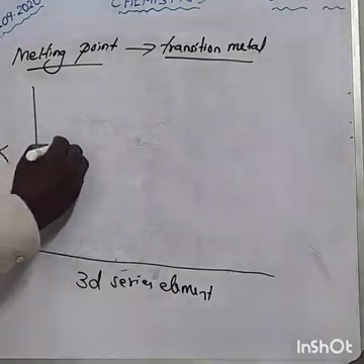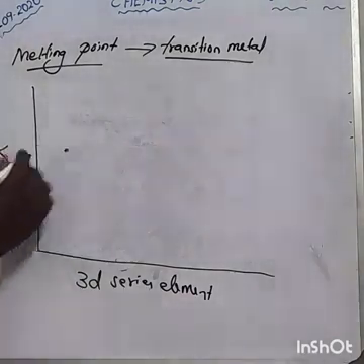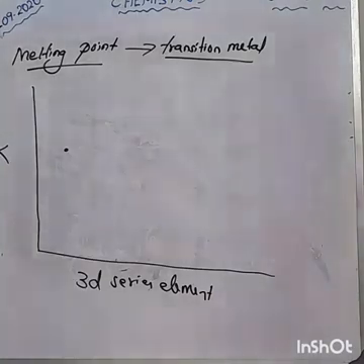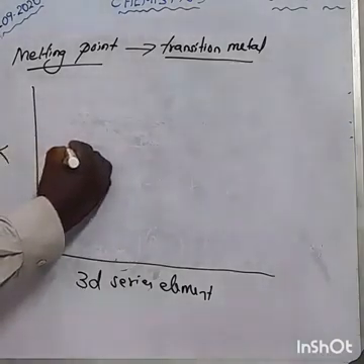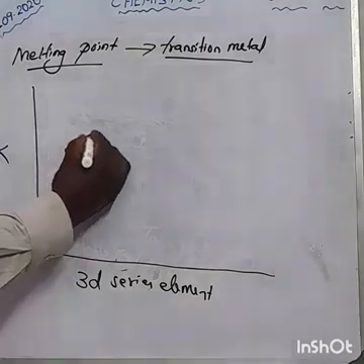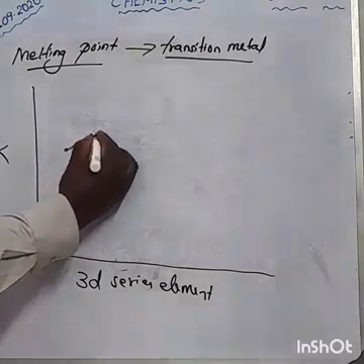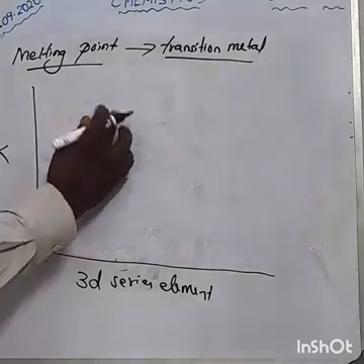First, scandium. We start with scandium, the 3D series having 10 elements, am I right? After this, the 10 elements, first started scandium. Now at scandium, the melting point is slightly increasing. Slightly increasing. Then again it should be increasing.